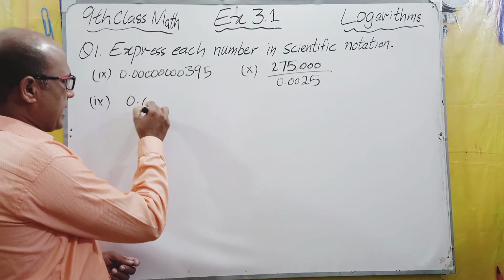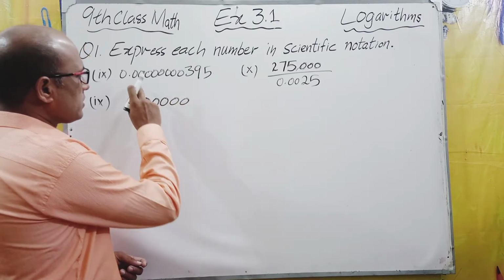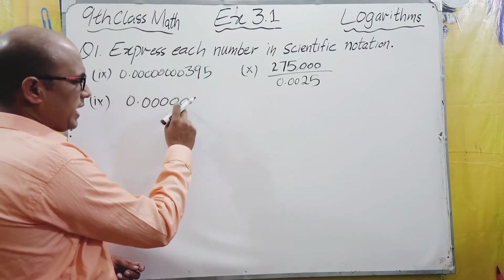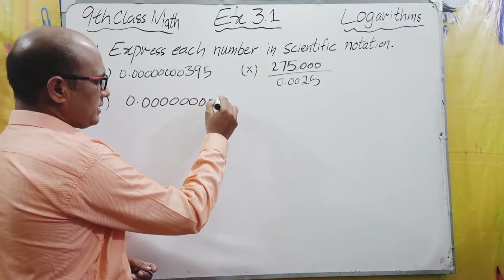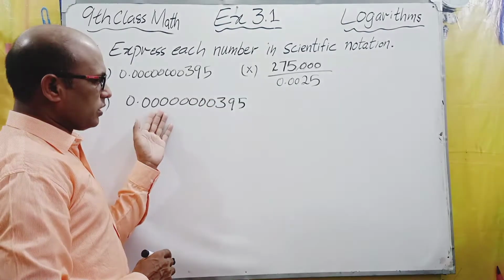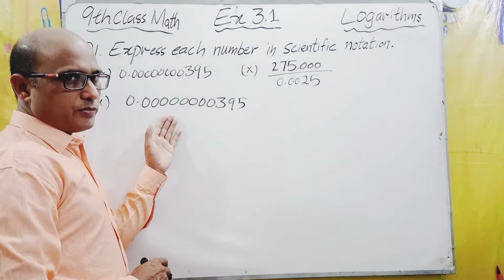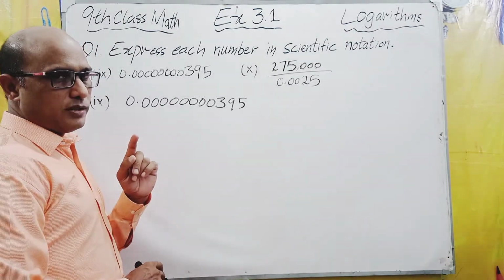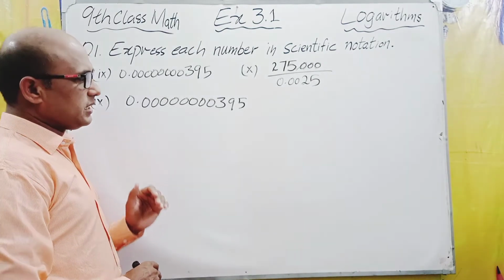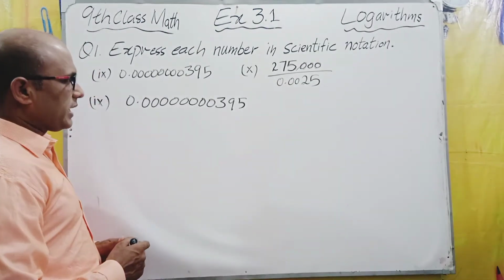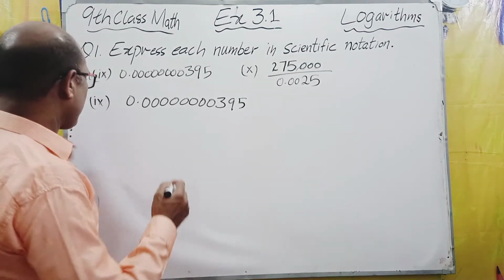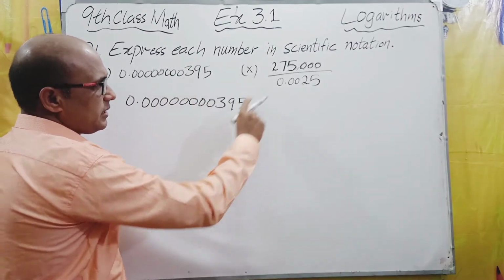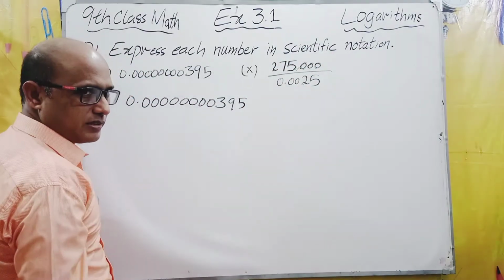So write it again. 1, 2, 3, 4, 5, 6, 7, 8. Students, you must be careful when you count these zeros. Sometimes there are many zeros in the number, and if one zero is skipped, the whole question will become wrong. So be careful while writing the question. We have to express this number in scientific notation.